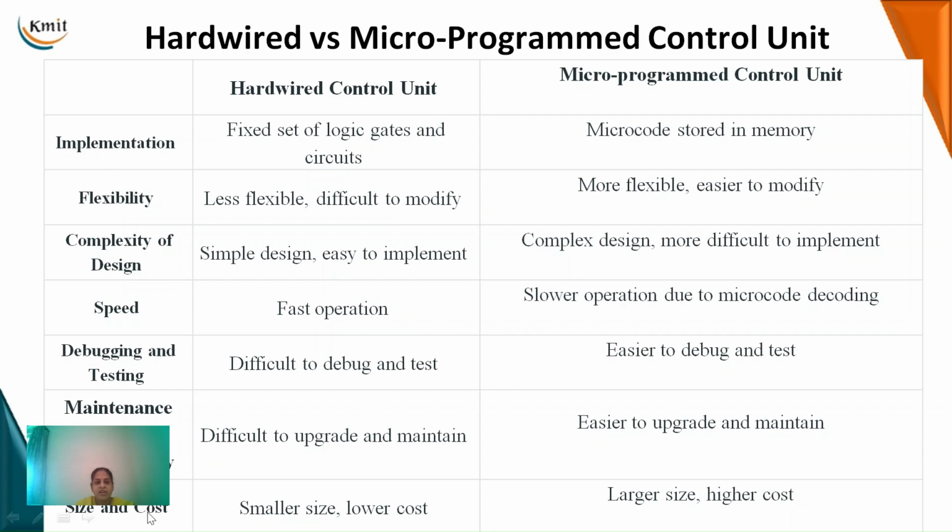In terms of size and cost, the size of a hardwired control unit is very small and the cost is also very low. But in case of microprogram, it is large in size, the size of your program, and higher in cost. So these are the differences between the hardwired control unit and the microprogrammed control unit.